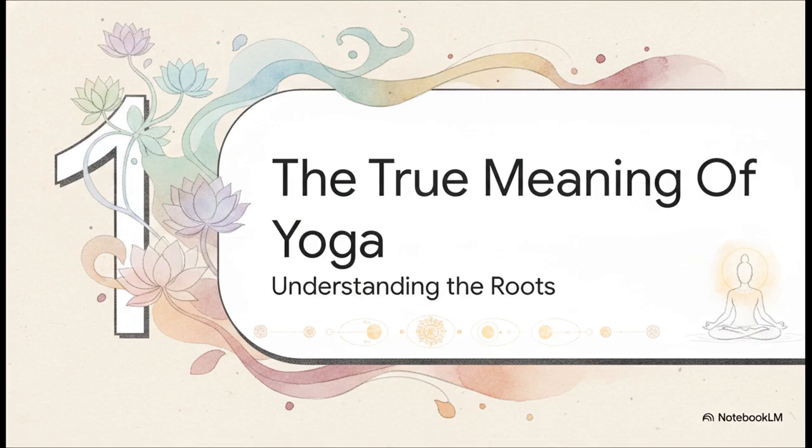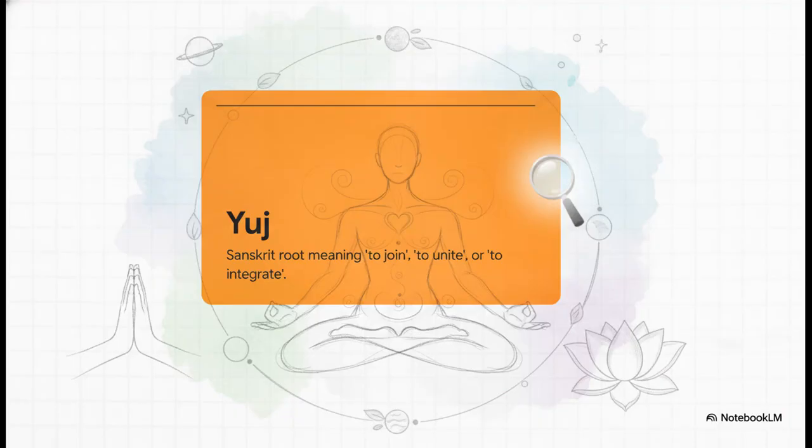Section 1. The true meaning of yoga. You know, if you just scroll through social media, you'd probably think yoga is merely about doing complex acrobatics in trendy athletic gear. But this chapter asks us to look so much deeper. The word yoga actually comes from the ancient Sanskrit root yuj. And what's really interesting here is that this is the exact same root that gives us the English word yoke. It literally means to join, to unite, or to integrate.